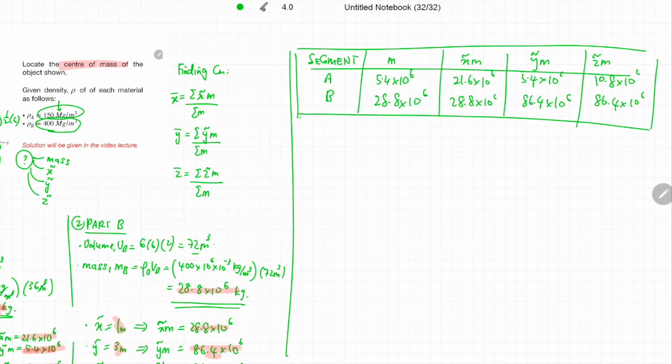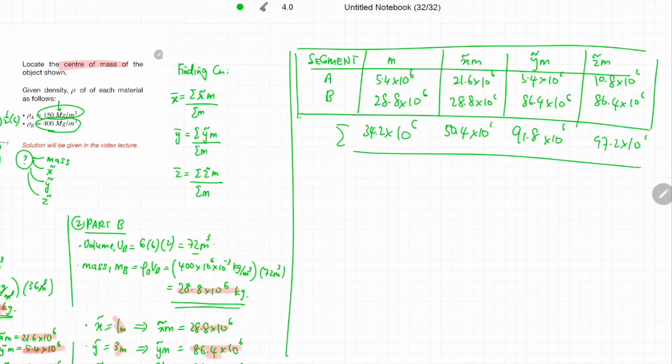Then the next step is to sum up every single thing in each column. Okay, so the summation of mass is 34.2 times 10 to the power of 6. The summation of x curve multiplied with m is 50.4 times 10 to the power of 6. The summation of y curve multiplied with m is 91.8 times 10 to the power of 6. And the summation of z curve multiplied with m is 97.2 times 10 to the power of 6. So now all the information is ready.